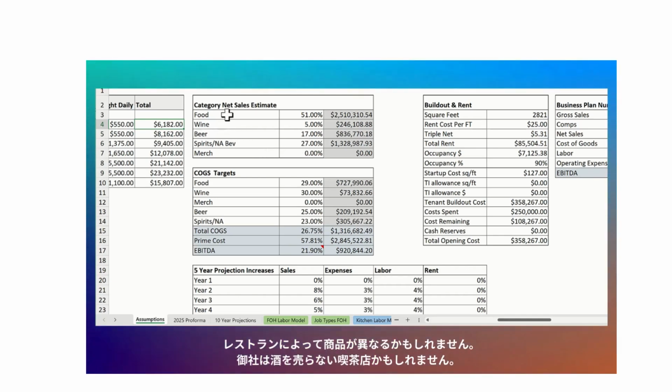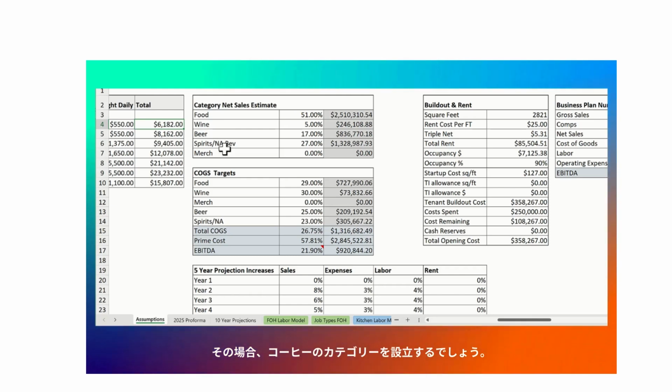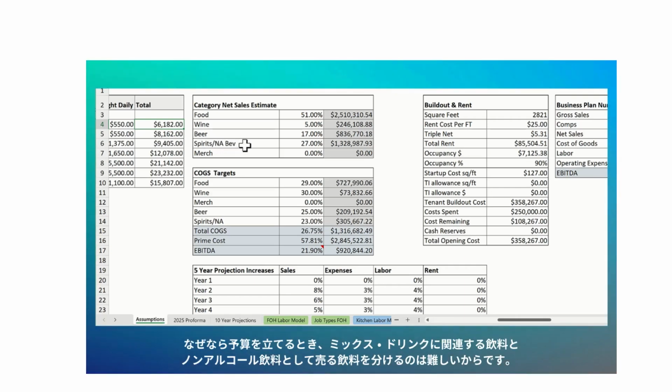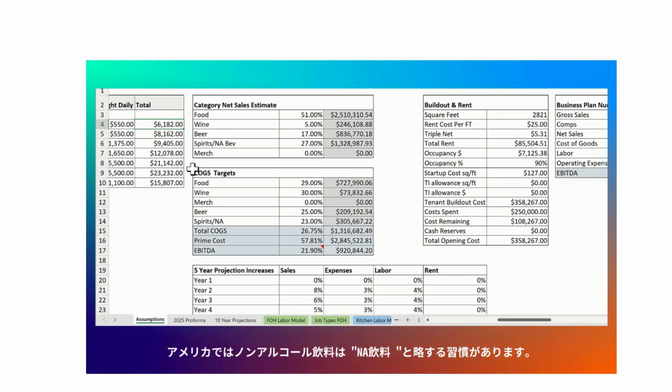Your particular restaurant may have different categories. You may not sell alcohol, and you may be a coffee shop, in which case we would have a separate category potentially for coffee. In a traditional restaurant bar situation, I like to bring together spirits and NA beverage because down the road, when it's time to create a budget, it's very difficult sometimes to separate out NA beverages that are associated with our mixed drinks versus NA beverages that are sold directly as NA beverages. And when I say NA beverages, I mean non-alcoholic beverages.